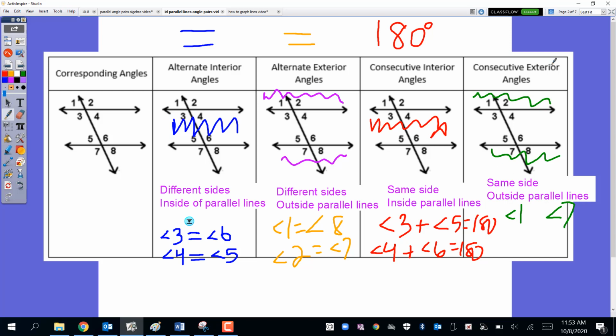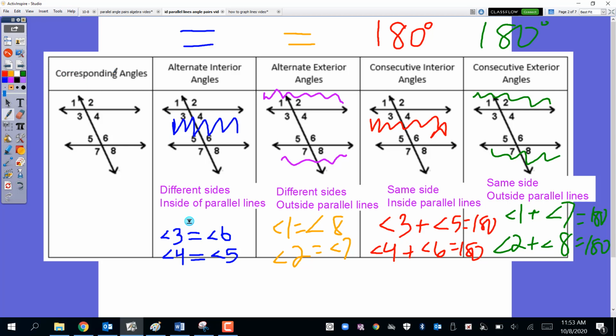Since they're consecutive, we know they're going to add up to 180 again. So I'm going to put angle 1 plus angle 7 equals 180. And my other consecutive exterior pair is going to be angle 2 and angle 8, adding up to 180.